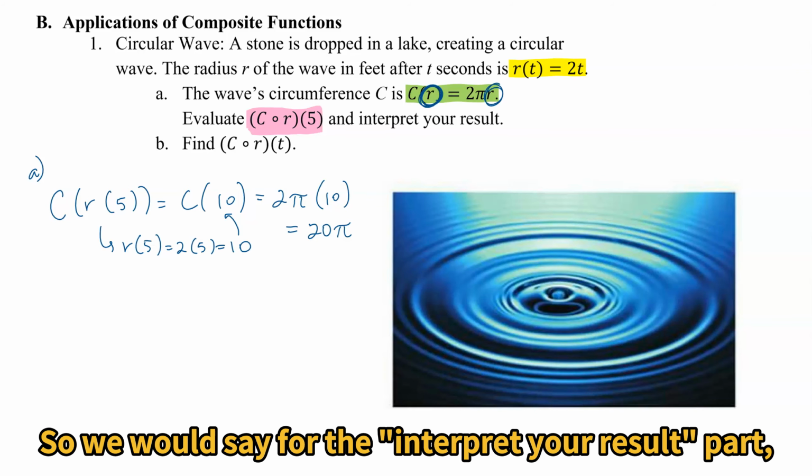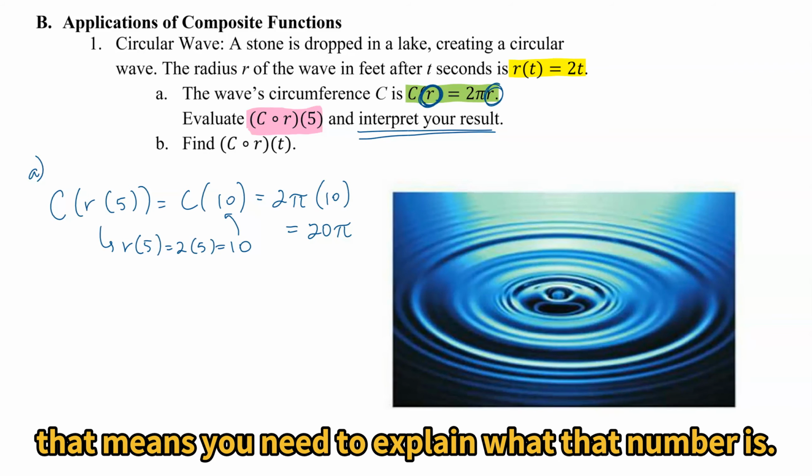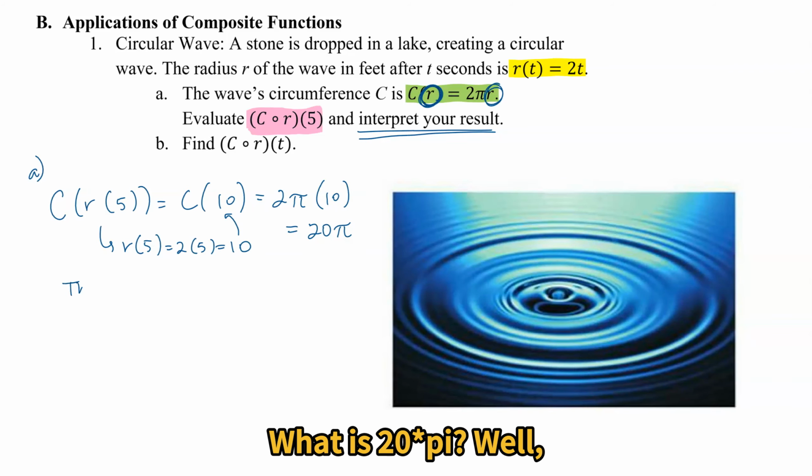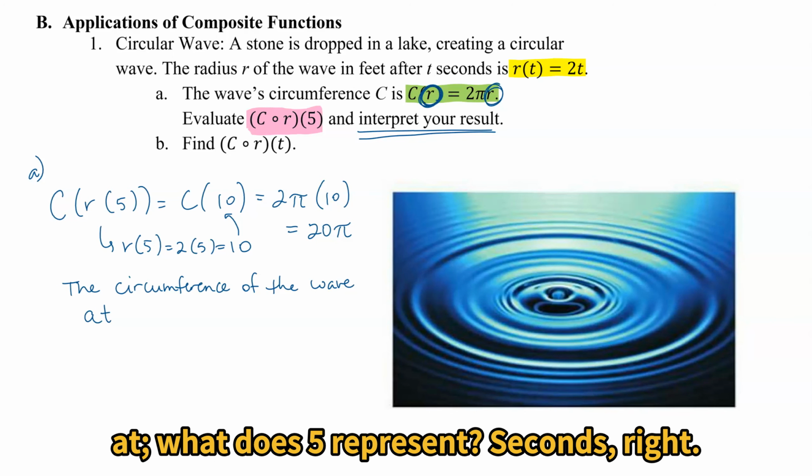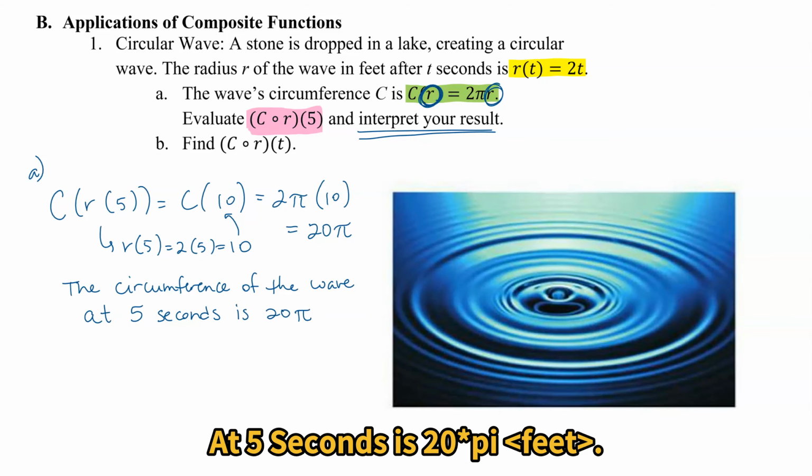So for the interpret your result part, that means you need to explain what that number is. What is 20 pi? Well, it's the circumference of the circular wave at, what does 5 represent? Seconds. Right. At 5 seconds, the circumference is 20 pi.